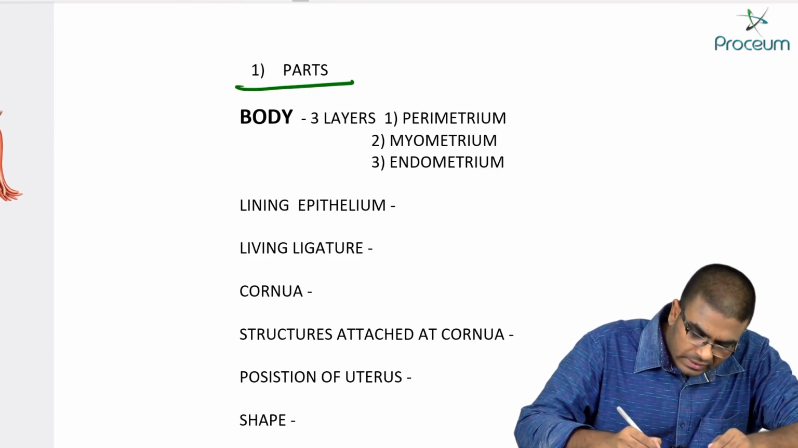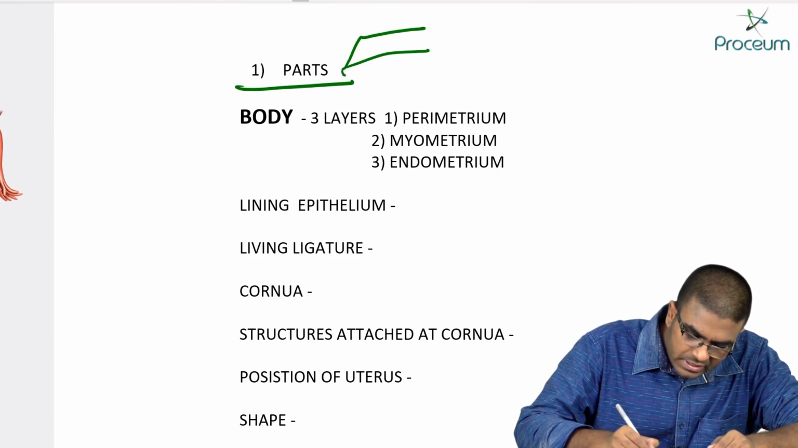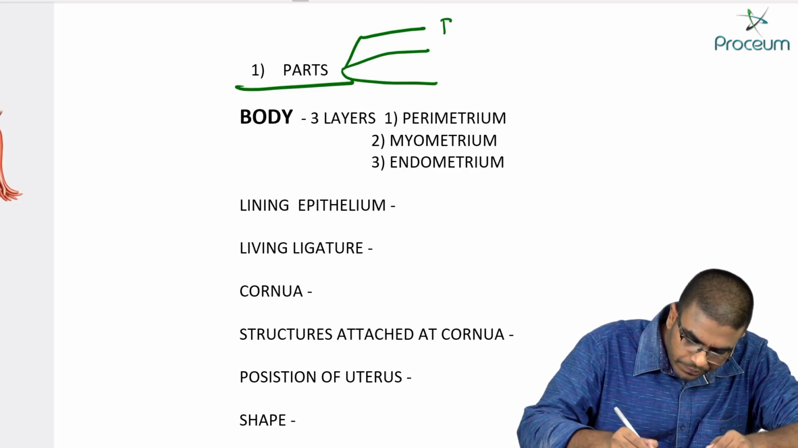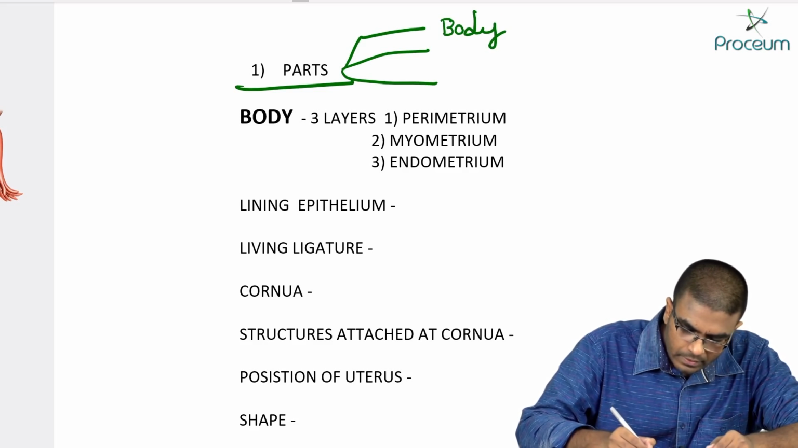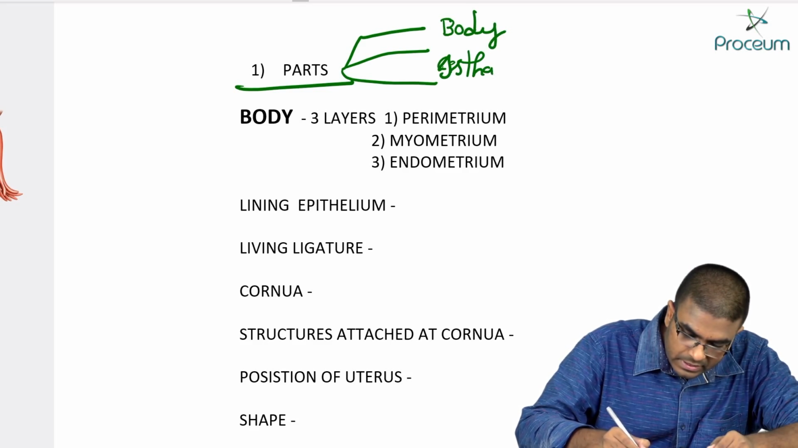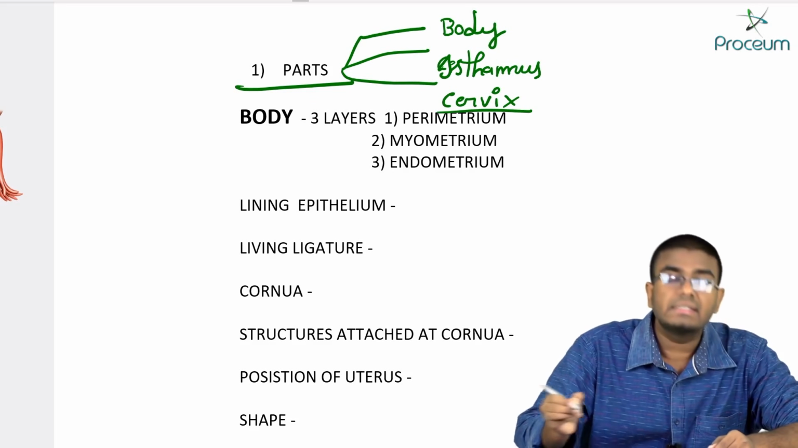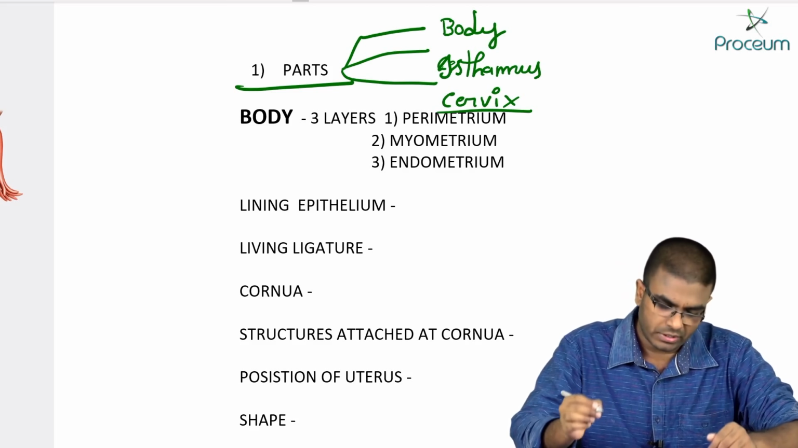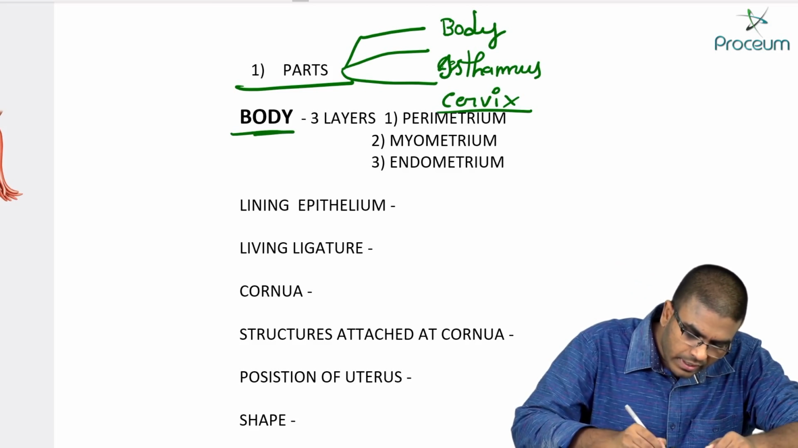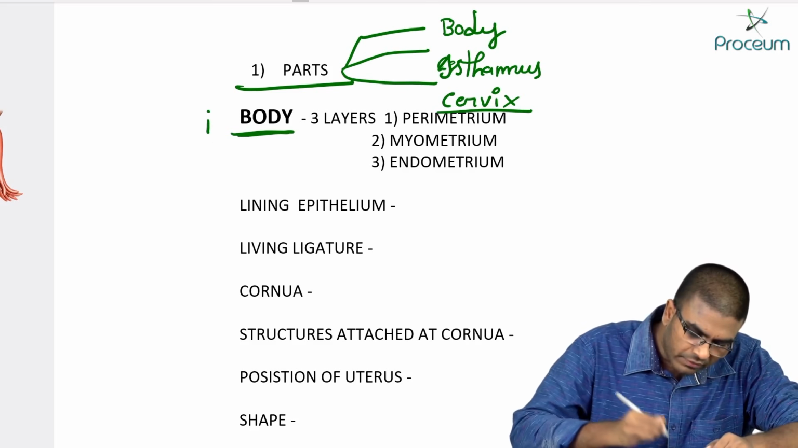Now there are three main parts in the uterus. What are they? Body, isthmus, and cervix. These three are the parts of the uterus. Now let's discuss them one by one. Let's start with the body.